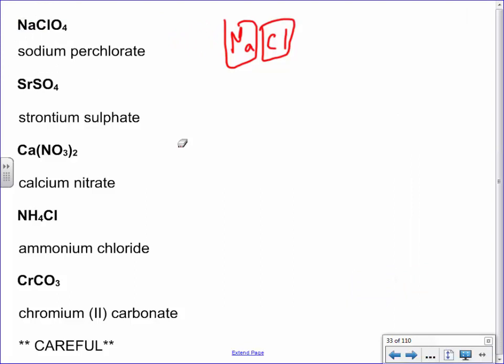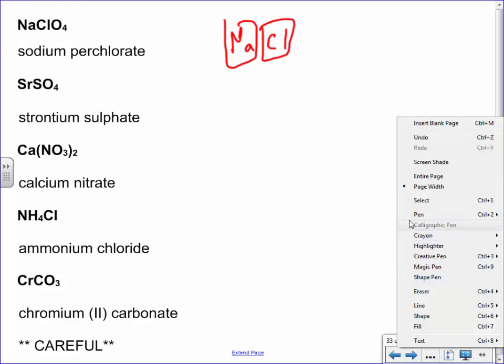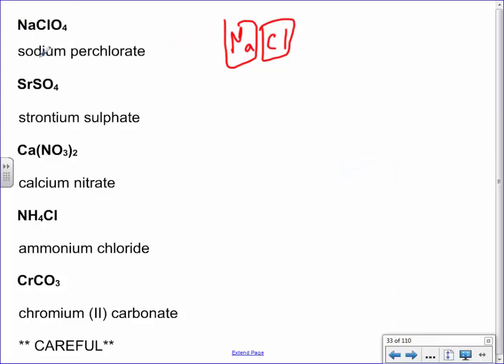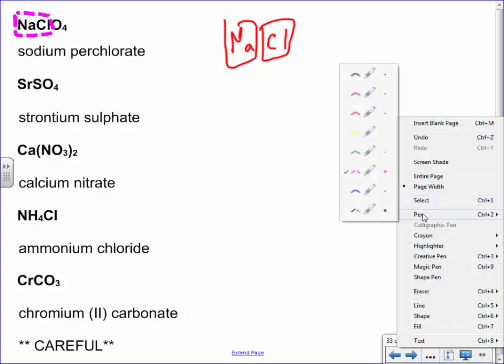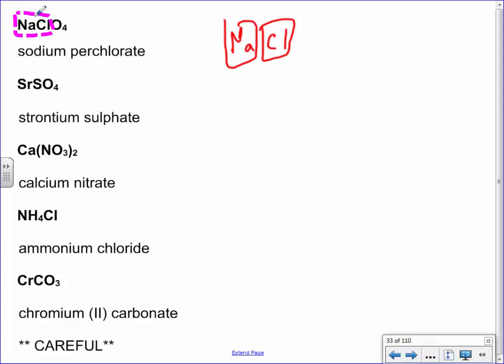So really there's two possibilities. Is there a polyatomic of Na with Cl? Or is the polyatomic grouping the Cl with the O4? Understand what I'm saying here? There's only two possibilities. So it's probably the Cl with the O4, which is a perchlorate. Or here, the SO4, which is a sulfate.